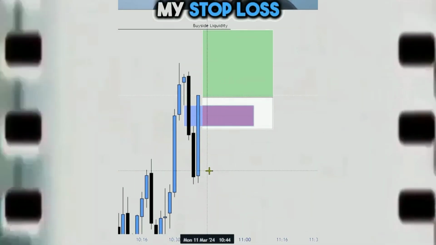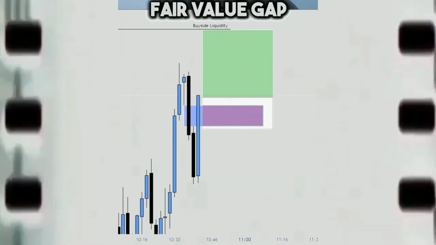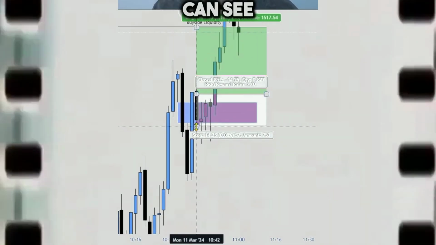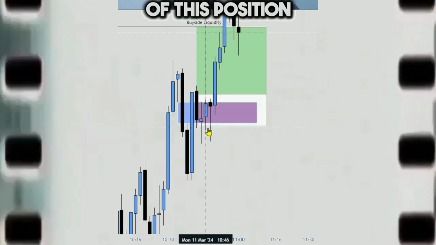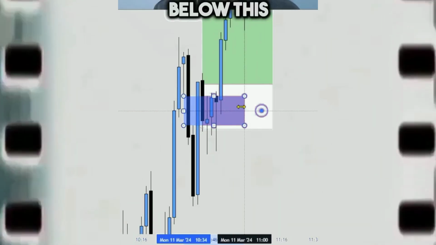Now, my stop loss is only if we get a candle close back below this fair value gap. I do not care about wicks, I only focus on the candle close. And as you can see, the wicks did go to my stop loss, but I would not have been stopped out of this position because my stop loss is only if we get a candle close below this fair value gap.